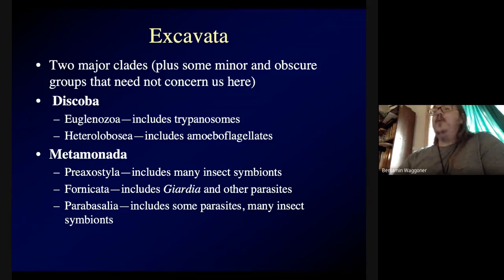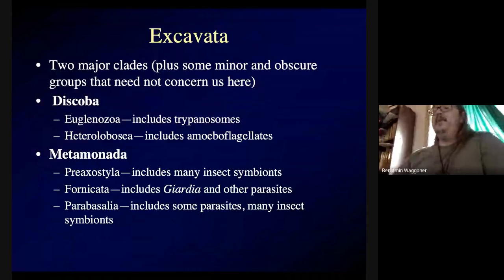Second group in the Discoba, the Heterolobosia, includes the amoeboflagellates, which include the infamous but mercifully very rare brain-eating amoebas, which we'll talk about later. I've always loved brain-eating amoebas. I did my undergraduate honors thesis on a relative of the brain-eating amoebas. So, sorry, kind of a fanboy here.